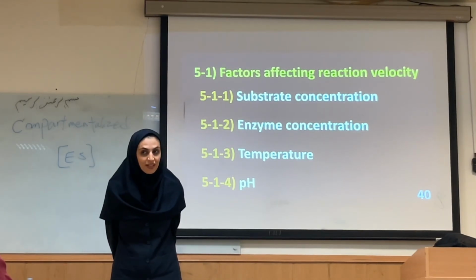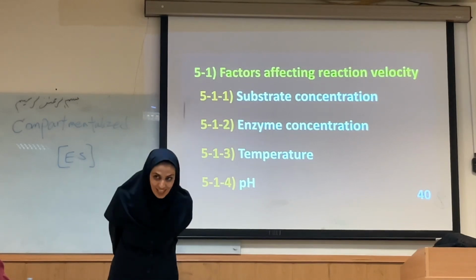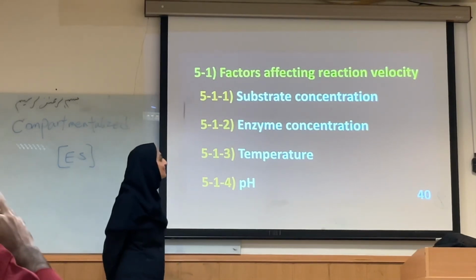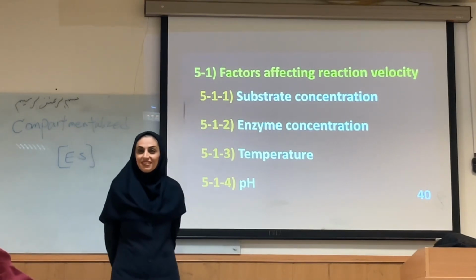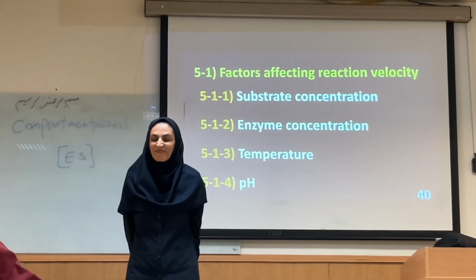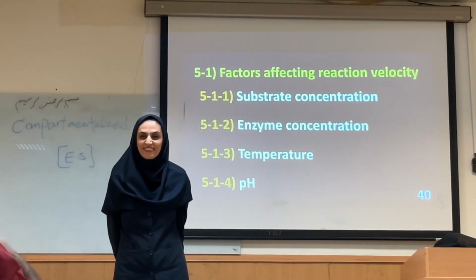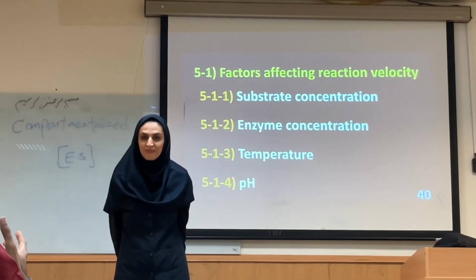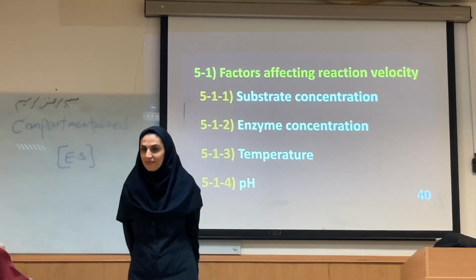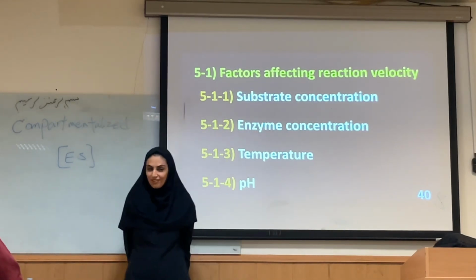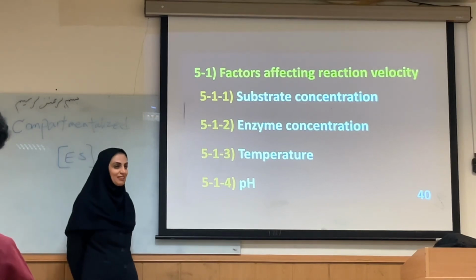Because the active sites become saturated. Exactly. There are two types of inhibitors, competitive and non-competitive. Competitive increases the rate of the reaction, and non-competitive attaches to the allosteric site, which causes a conformational change in the protein and reduces the rate.